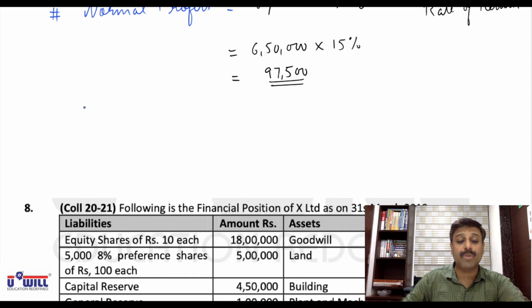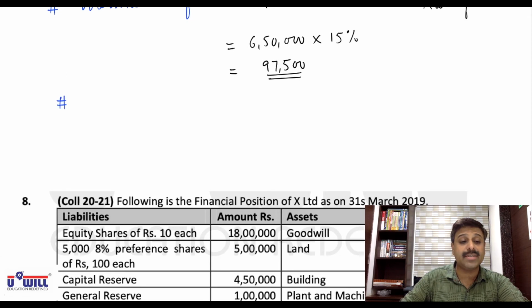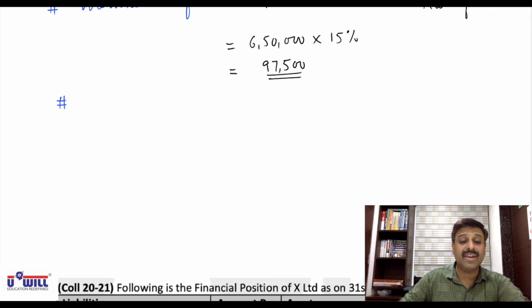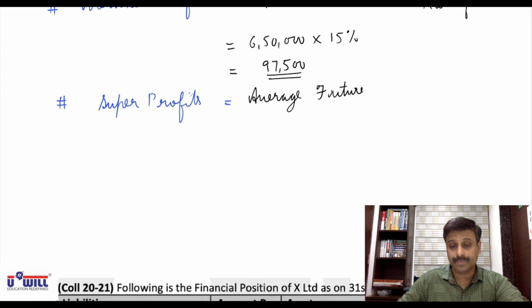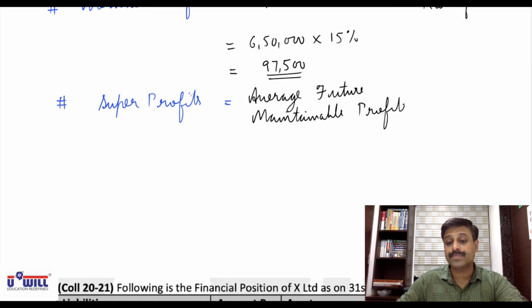After we find normal profits, then we will find super profits. So how will we find super profits? Super profits is equal to average future maintainable profits minus normal profits.